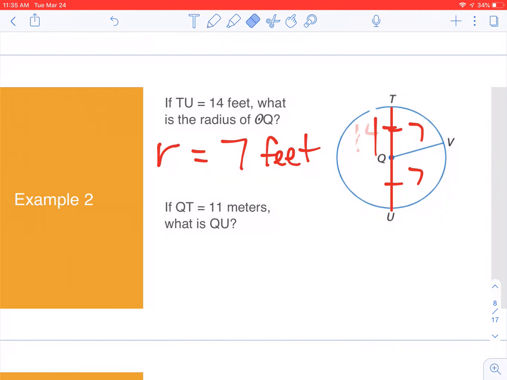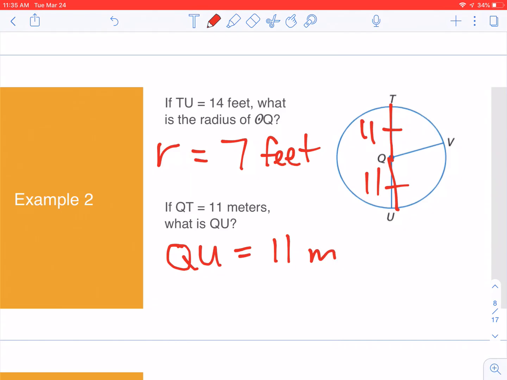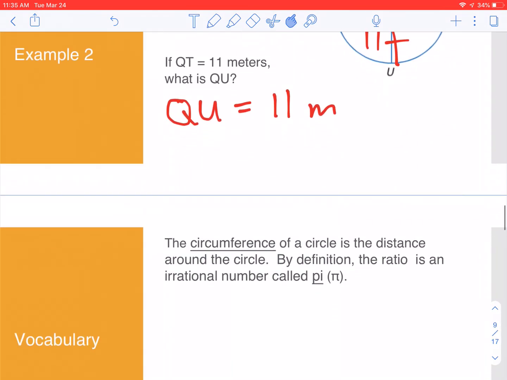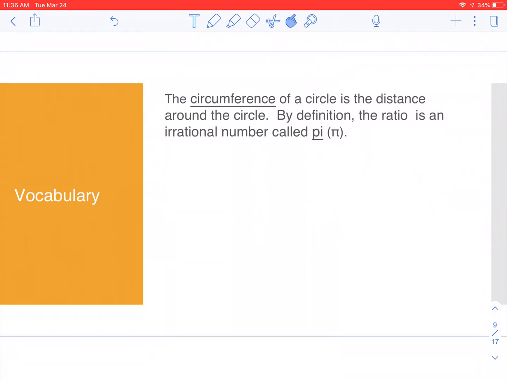Okay, let's look at the other example, going the other way. If QT is 11, what's QU? Well, we know these are the same, they're congruent. If the top one's 11, we know the bottom one's 11. So we can say that QU equals 11 meters. Hopefully you guys know how to do that. Hopefully this is review.